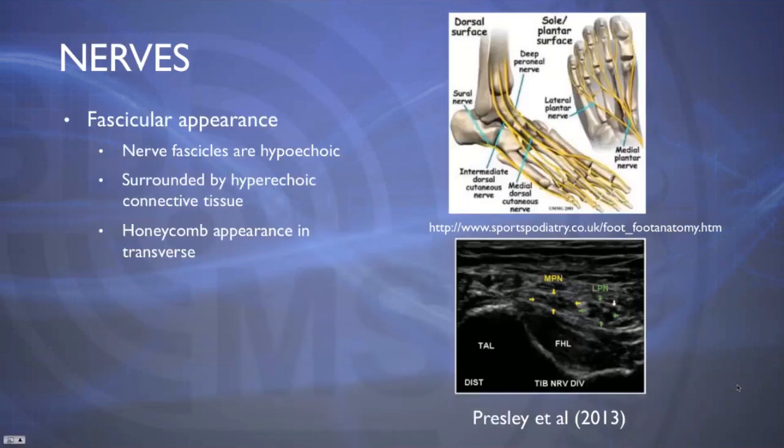Nerves have what we call a fascicular appearance. The nerve fascicles are hypoechoic, and they're surrounded by hyperechoic connective tissue. They have almost a honeycomb-like appearance in transverse, and that's how you're going to be able to spot them. These are showing you several of the nerves that we can find in the foot.